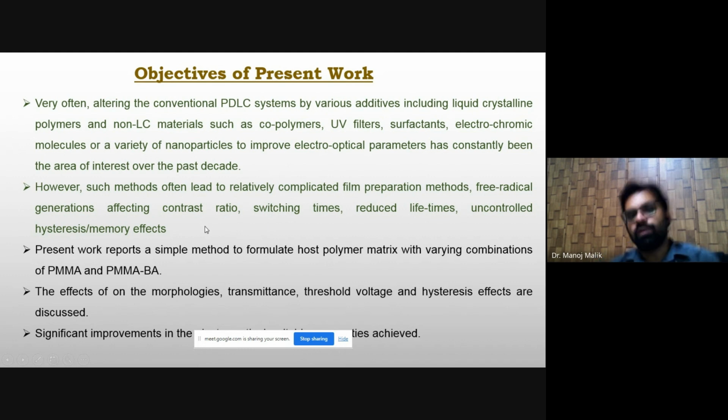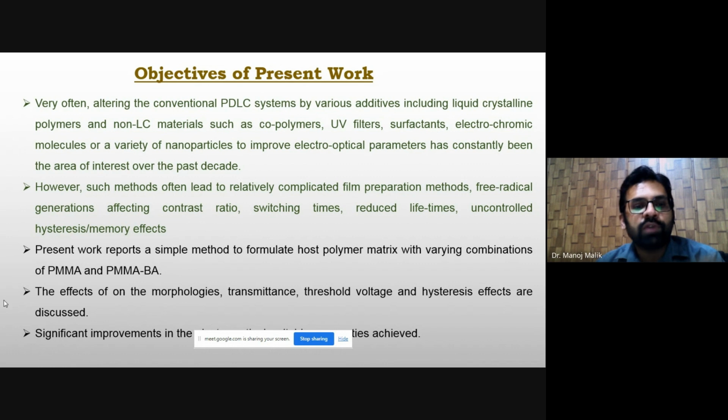So in this present work, we report a simple method where we are changing only the host polymer matrix composition. We are adding no dyes, no outside foreign moieties or molecules, no ions, no nanoparticles, nothing of that sort. We are just modifying the host polymer matrix with varying combinations of PMMA and PMMA-BA. One is the polymer polymethyl methacrylate and one is a copolymer, PMMA-BA. These materials were chosen on the basis of their physical properties that I'll talk about later.